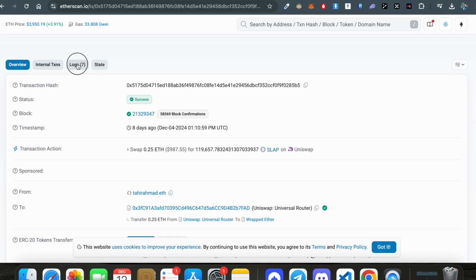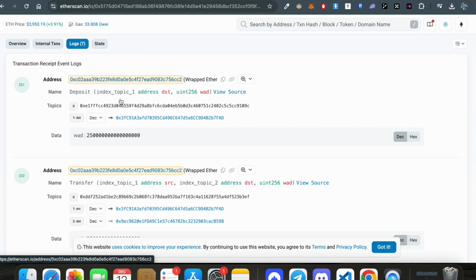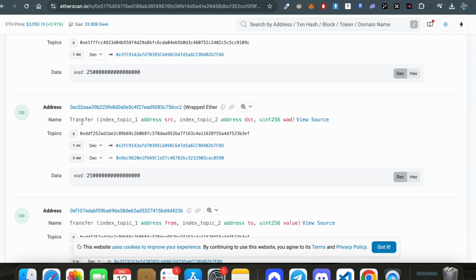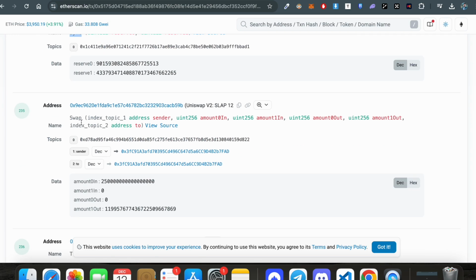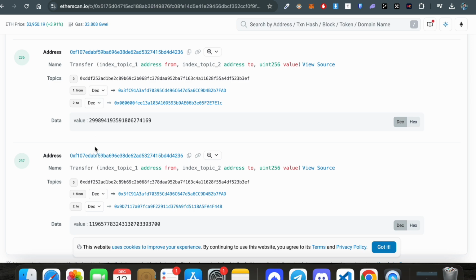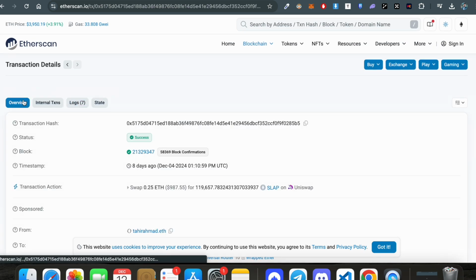And if you click on logs, these are the events which emit when you perform any transaction. So you could see deposit event, transfer event, sync event, swap event, and transfer. So this is the detailed explanation of any transaction. I hope that you understand at least 1% what is transaction in blockchain.